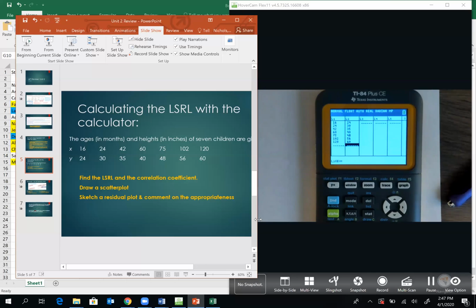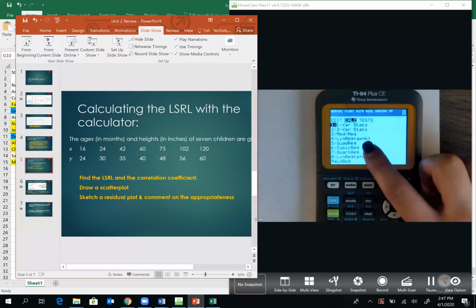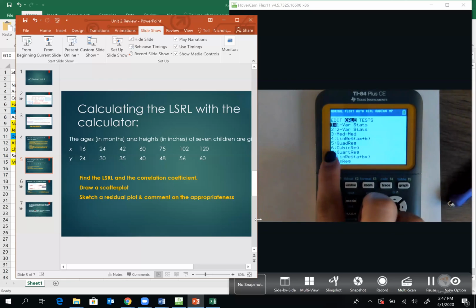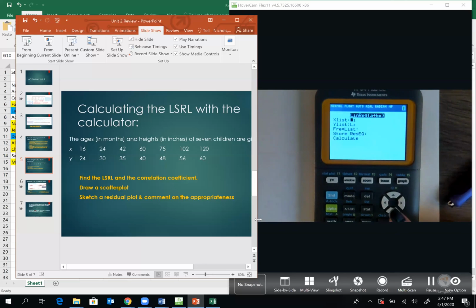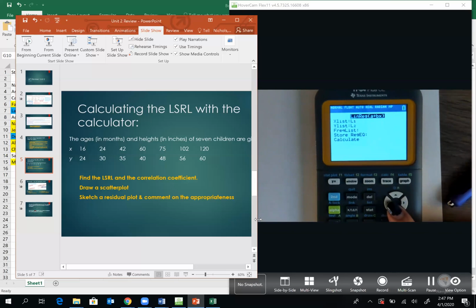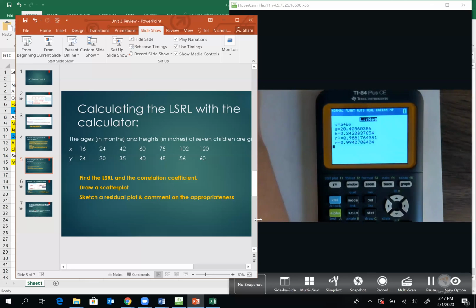First, it says find the LSRL and the correlation coefficient. To find that, you go to Stat, Calc, Linear Regression. Notice linear regression is number 4 and number 8. In algebra, you always did number 4. In statistics, they typically set it up like number 8. Doesn't matter which one you pick, as long as you write your equation correctly with the slope being with x. I'm going to pick number 8 since we are statisticians right now. So I want my x list to be L1, my y list to be L2. Calculate.